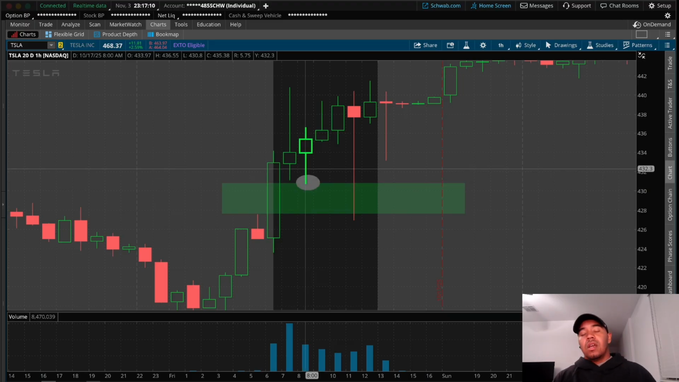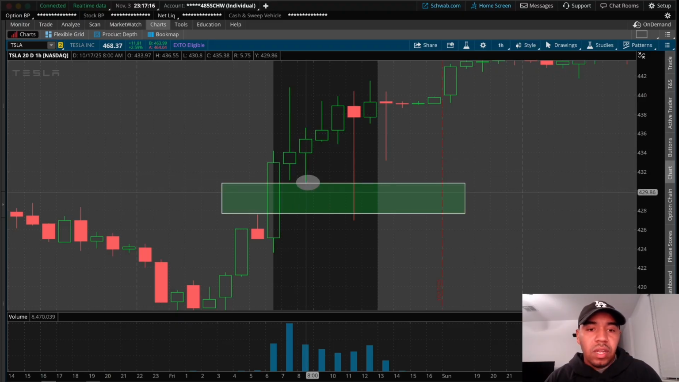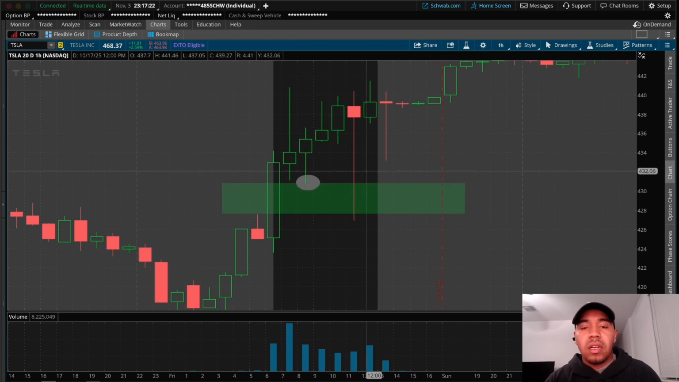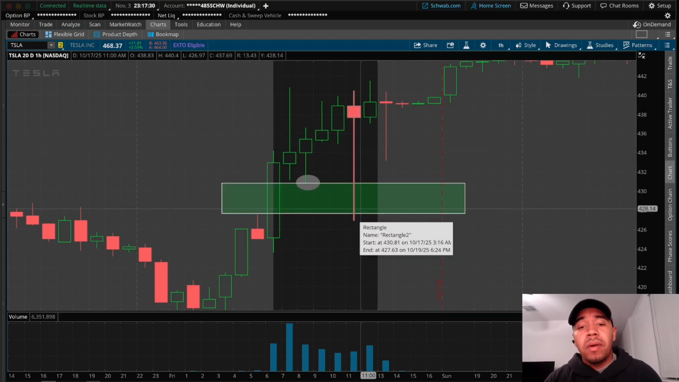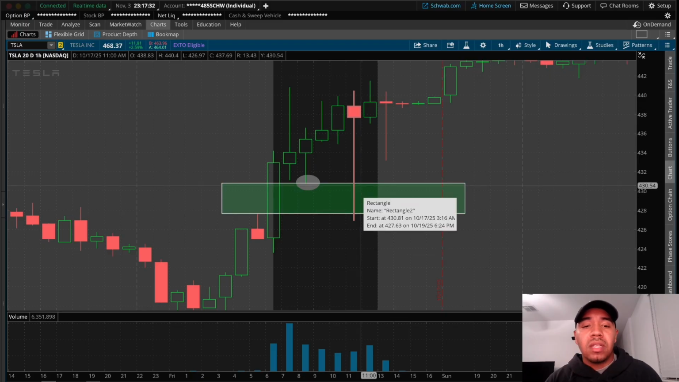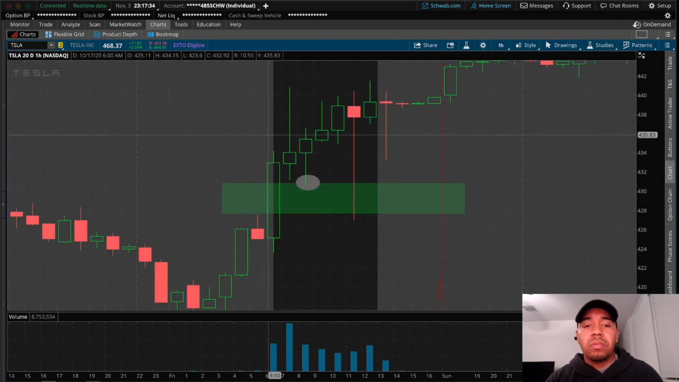8 o'clock. All right. So that right there was a perfect example of it going into its fair value gap and then redirecting itself back to the upside. All right, this right here was perfect. Right here we had wicked in here, volatility was extremely high, but we continued momentum to the upside. So that right there was a perfect example of what a fair value gap looks like.